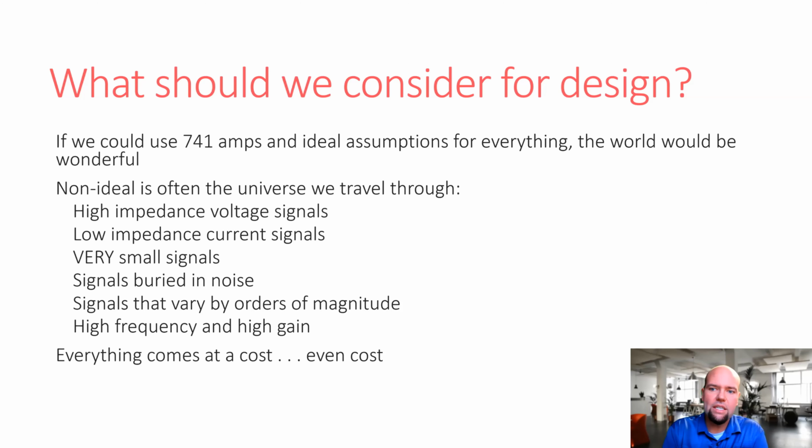This class is basically just DC only. And then the big thing is everything comes at a cost, even cost. What I mean by that is, for any one of these issues we want to correct, we have to buy a better version of op-amp to do that correction. And as we buy these better versions of op-amps that have better parameters and better features, that adds cost.